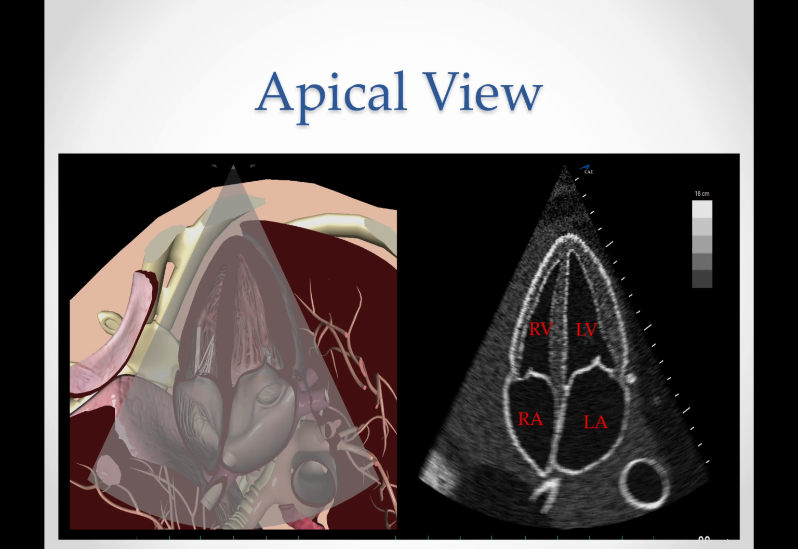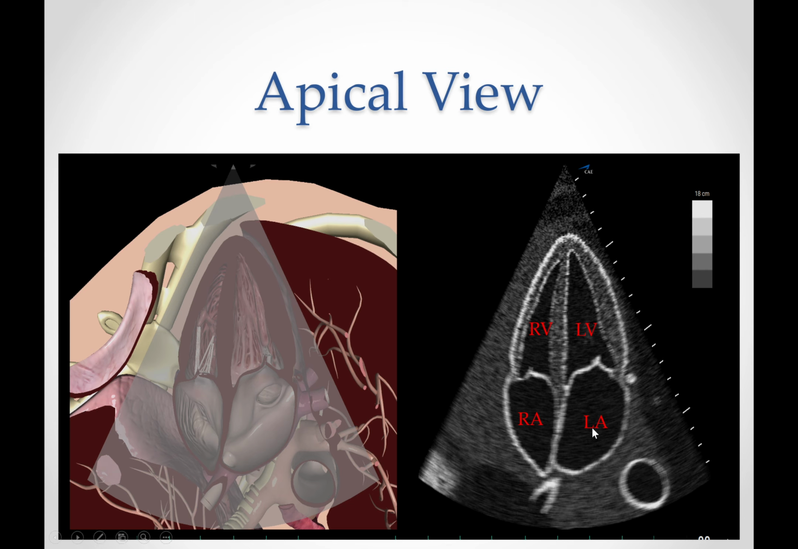This is a four-chamber view, so on your lower right, this is your left atrium. Upper right, this is the left ventricle. Upper left, this is the right ventricle. And lower left, this is the right atrium.